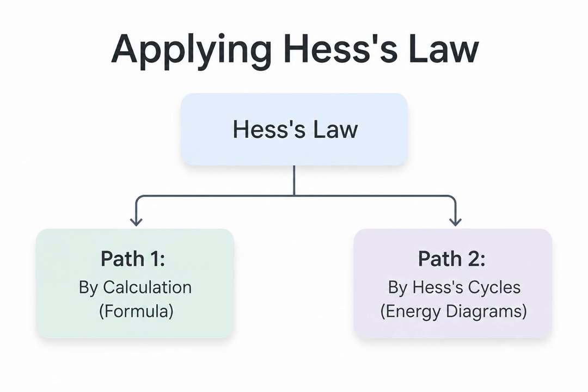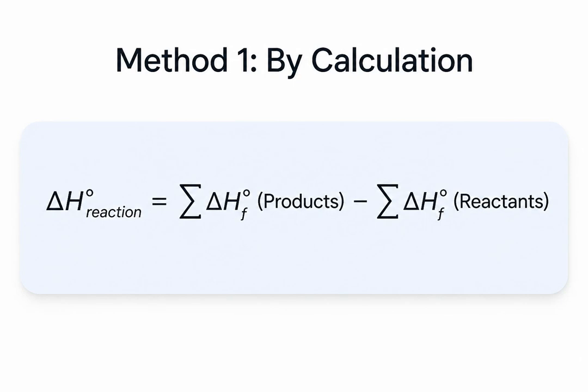Most of these thermochemistry calculations rely on Hess's law to solve them. To make things easier to digest, we are going to divide our approach to Hess's law into two distinct methods. The first method is by calculation, where we use a specific algebraic formula. The second method is using Hess's cycles, which involves drawing out visual energy diagrams. Let's look at the first method, by calculation.